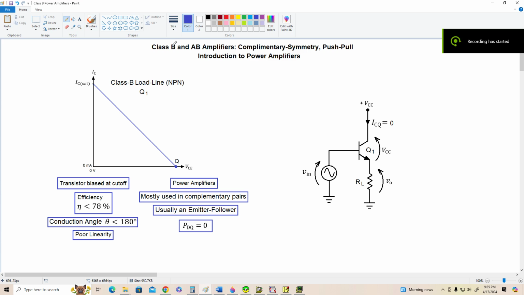Today we're going to talk about Class B and AB biased amplifiers and the basics of power amplifier operation. So buckle up your seatbelts and hang on because here we go.